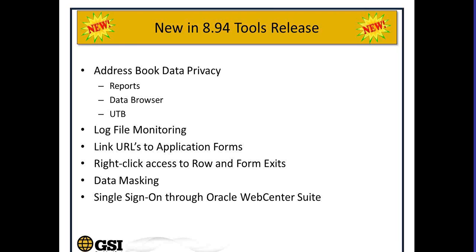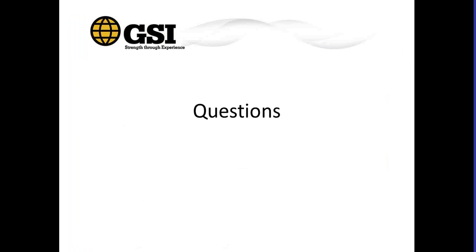Right-click access to row and form exits just right on the middle of the screen. That might not mean that much to you now, but it is a pretty cool feature. Data masking, so I can hide specific data. It's not just address book data, but I can data mask all different types of data. And if you're using Oracle WebCenter Suite, they have single sign-on for that.